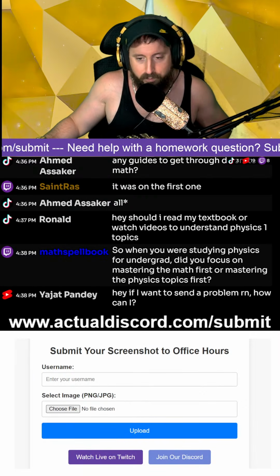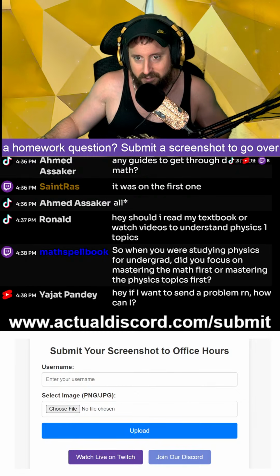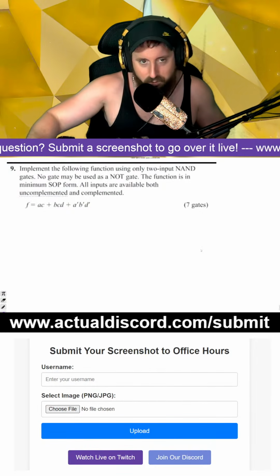I will try to do some computer programming logic question. This is where usually I end up drawing, what is it? I end up just drawing truth tables.